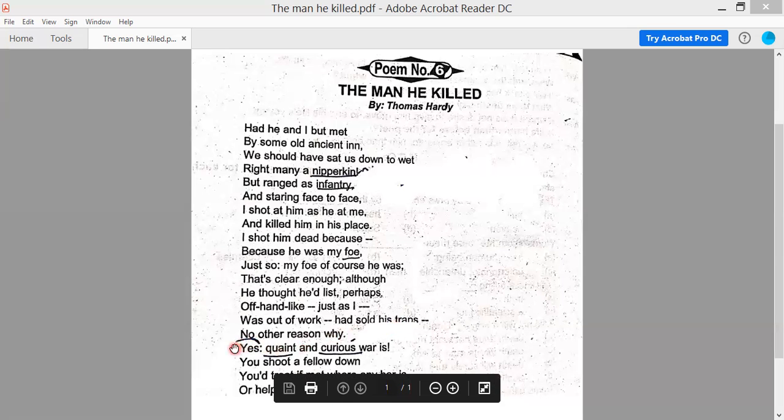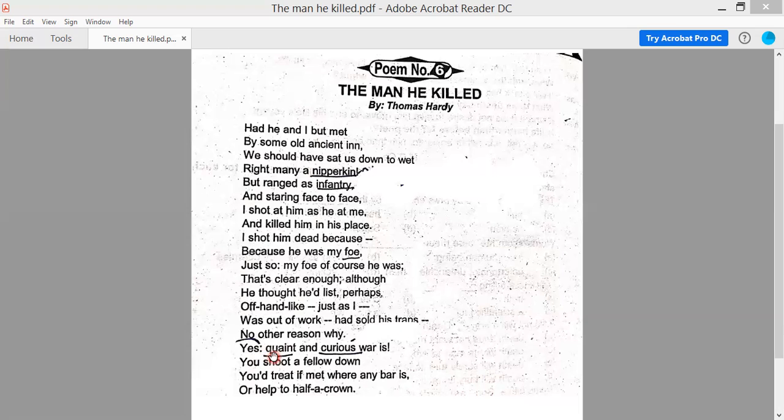And then again, the central philosophy या central theme of the poem last four lines के अंदर आ जाती है. And the poet says that yes, quaint and curious war is, यानी कि जो जंग है ये एक अजीबो गरीब चीज है. Quaint means unusual, curious means strange, and he says that you shoot a fellow down, you'd treat if met where any bar is, or help to half a crown.